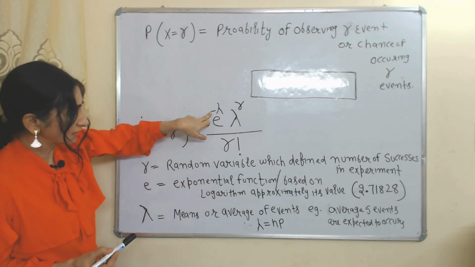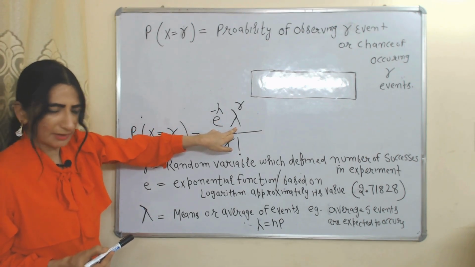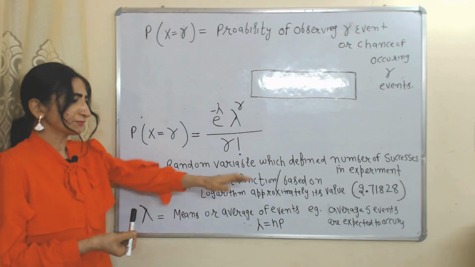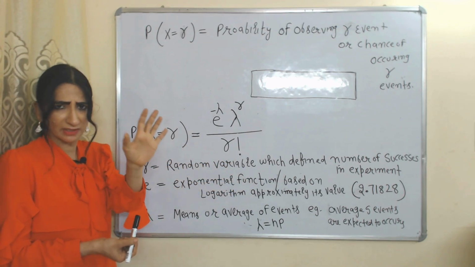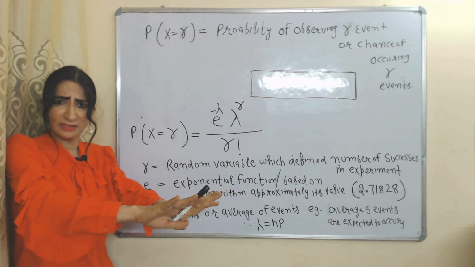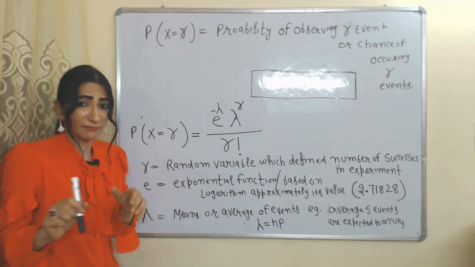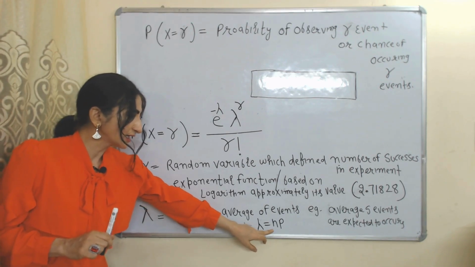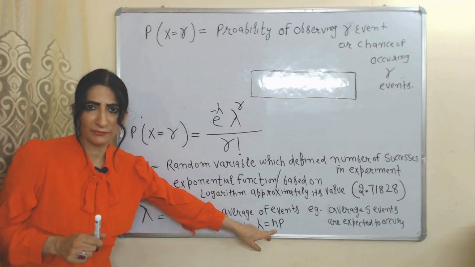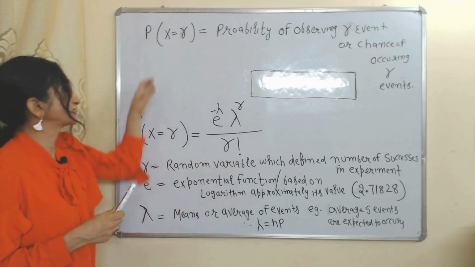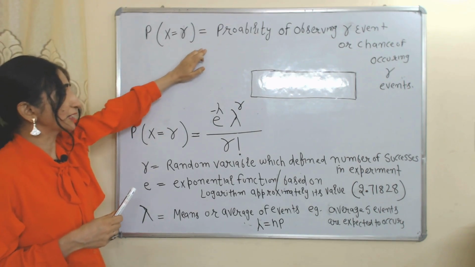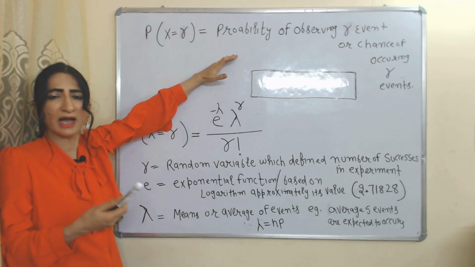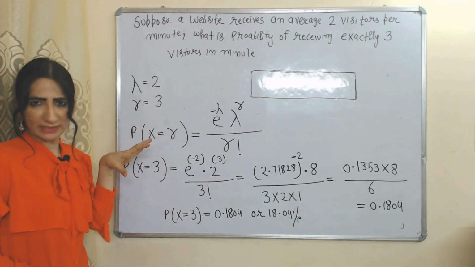And lambda is the mean, or we can say the average. Here you can see lambda appears in the exponent as minus lambda, and here is also lambda. Lambda is the mean, or the average of the event. For example, if an average of 5 events are expected to occur, then lambda will be equal to 5. If lambda is given in the question, then okay, but if lambda is not given, then you have to find it. And the formula for calculating lambda is equal to np. Here n is the number of trials and p is the probability of success. P of X equal to r represents the probability of observing r events, or we can say the chance of r events occurring.